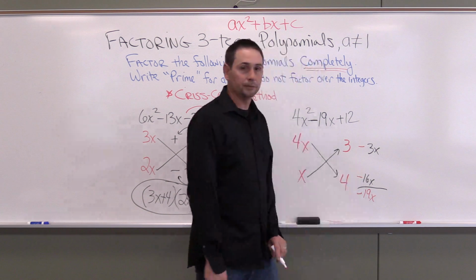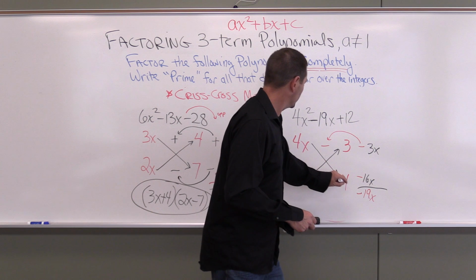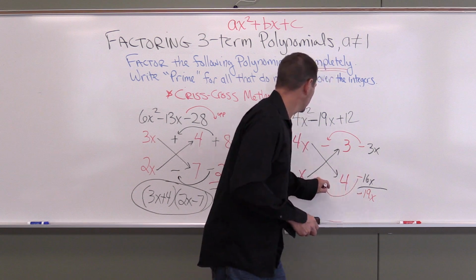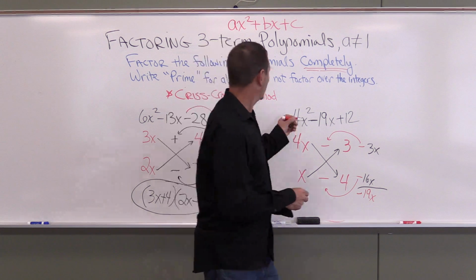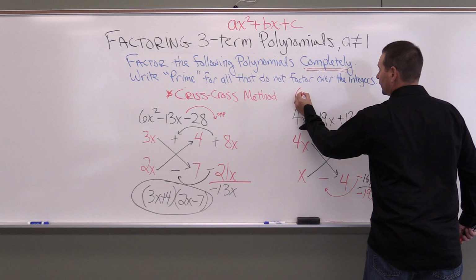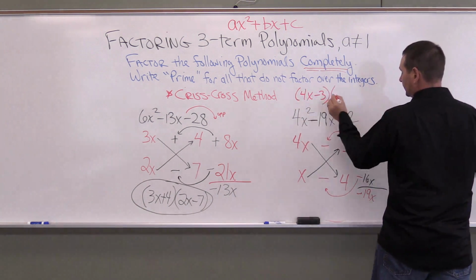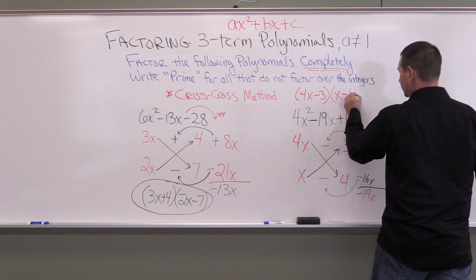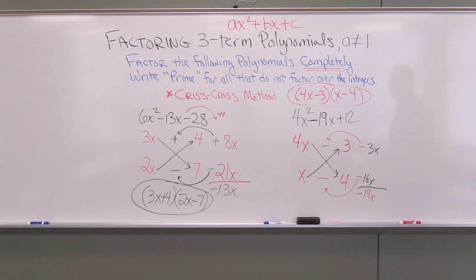Negative and negative, right? So you got it. You just take that. That goes here. That sign goes here. And you just factor the thing. You just write it out. Let's see, I'm kind of running out of space here, so I'm going to write it out here. So I would have, this becomes 4x minus 3 times, in parentheses, x minus 4. And that's your answer for that one.